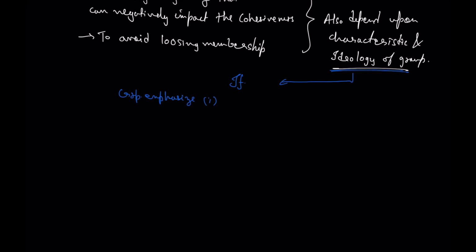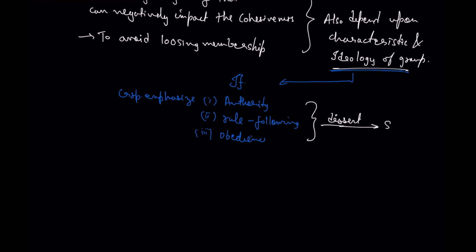Of course, these factors depend on the characteristics and the ideology of the group. If it emphasizes authority, rule following, and obedience, then it is likely that dissent can be seen in the wrong way compared to groups that are more liberal and necessitate ideas and opinions from all of its members.